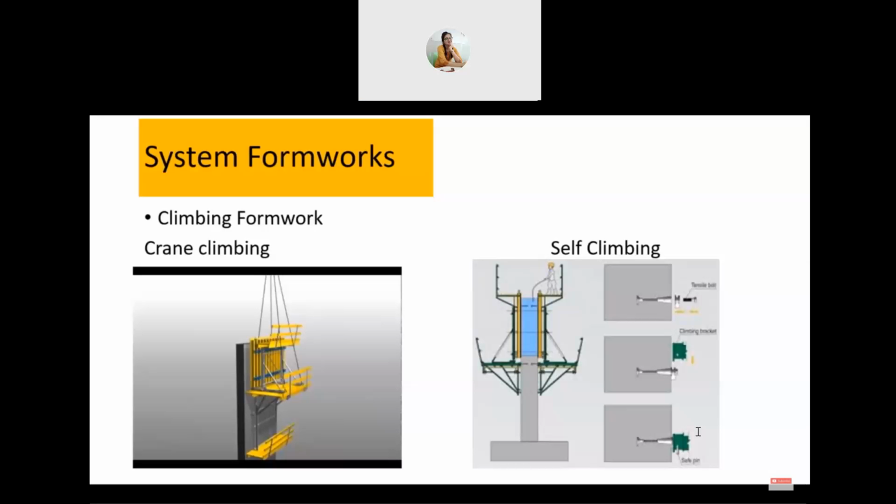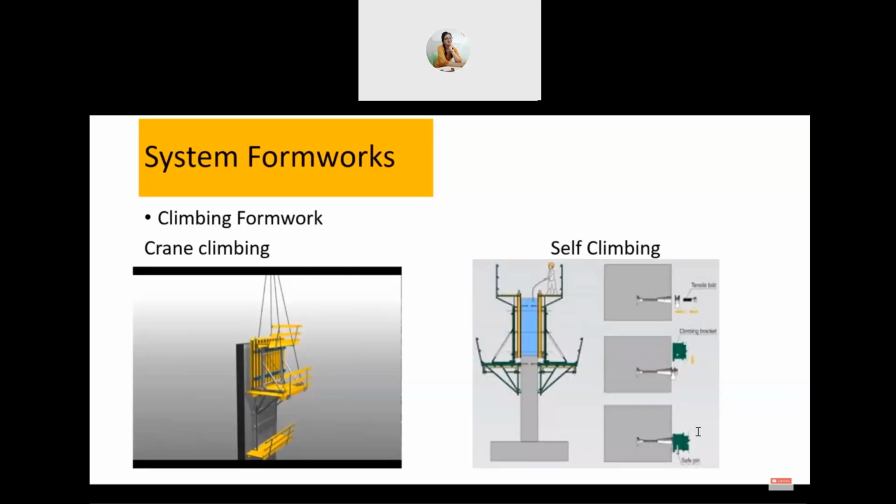So next is system formworks. It's like a climbing formwork. In that, two types: crane climbing and self climbing. I won't explain very deeply in this one, but self climbing formwork means if you have symmetry of outer periphery wall or something, and you want to construct it up to 15, 20, 25 floors. It's like limitless. You can construct it using these climbing formworks.